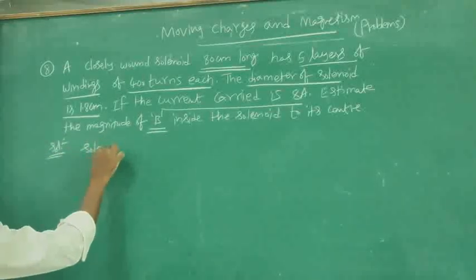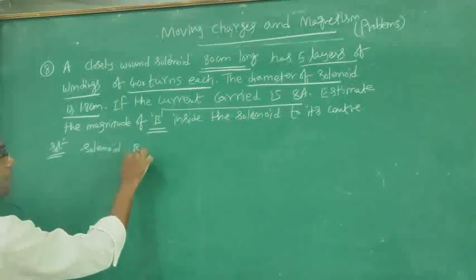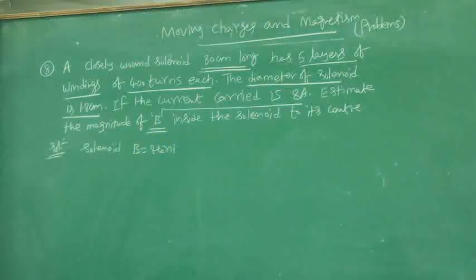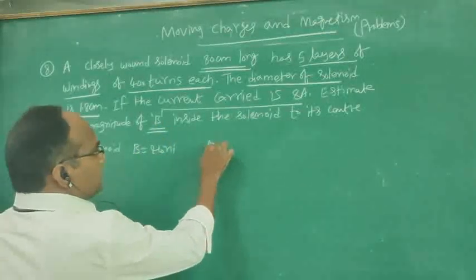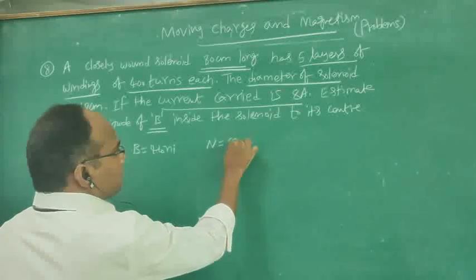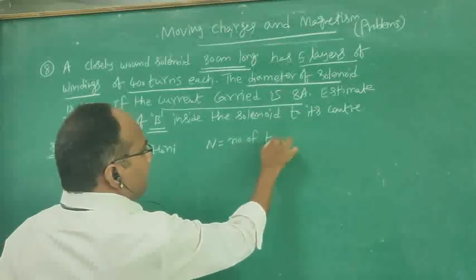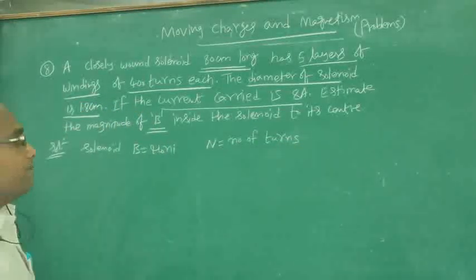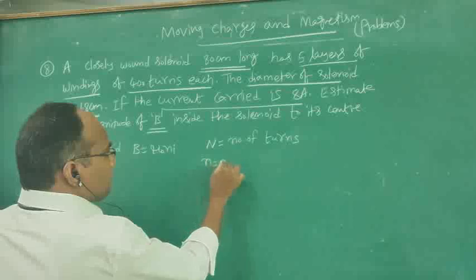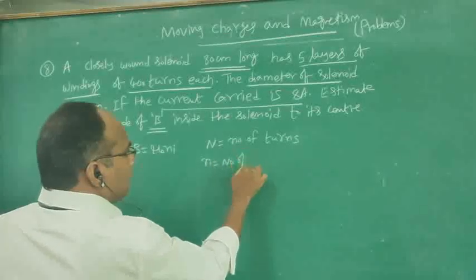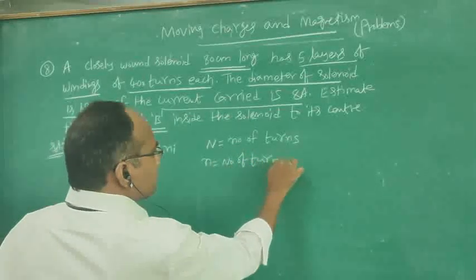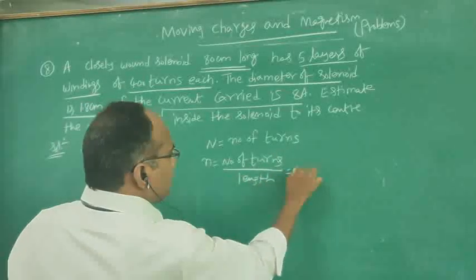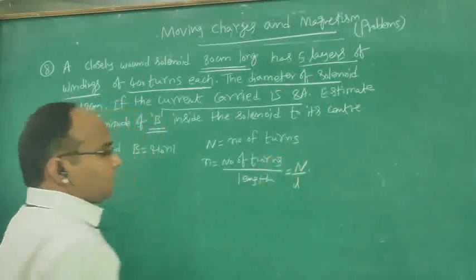So when you are talking about the solenoid, what is the formula for the solenoid? B is equal to mu naught into n I. Okay. So we are studying as what? Capital N means number of turns. Small n means number of turns per unit length. So what is the meaning of this one? Capital N divided by L.